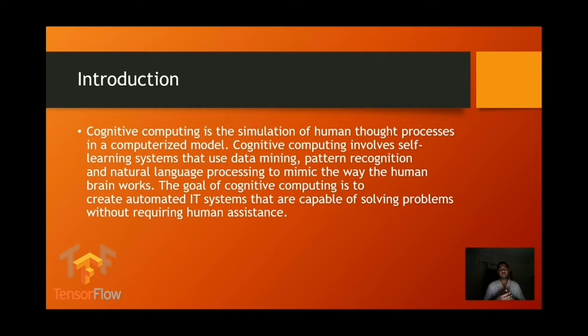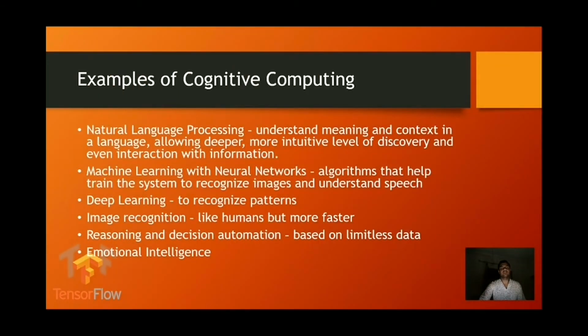AI today makes most of your decisions. It decides what ads you watch online, what product you might buy, what product you might be interested in. It filters out your spam. It prevents you from different kinds of phishing attacks. So let's see what some major examples of cognitive computing might be.